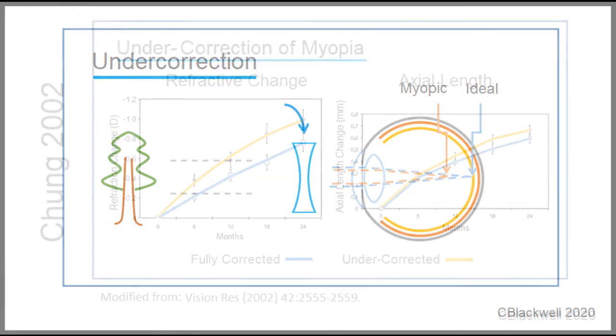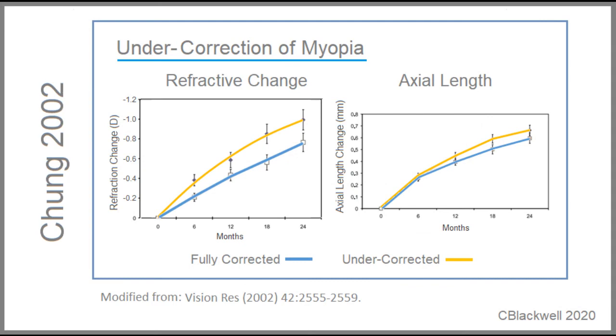In one such study, the result of undercorrection was a surprise. The undercorrected eyes, the gold line, developed more myopia than the fully corrected eyes. More myopia. Other undercorrection studies have had mixed results.